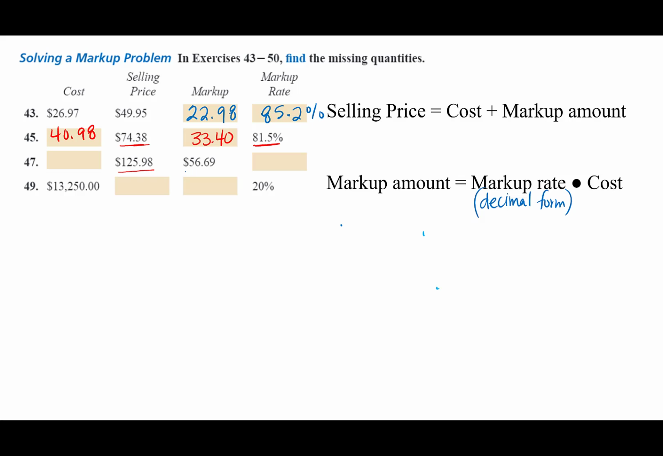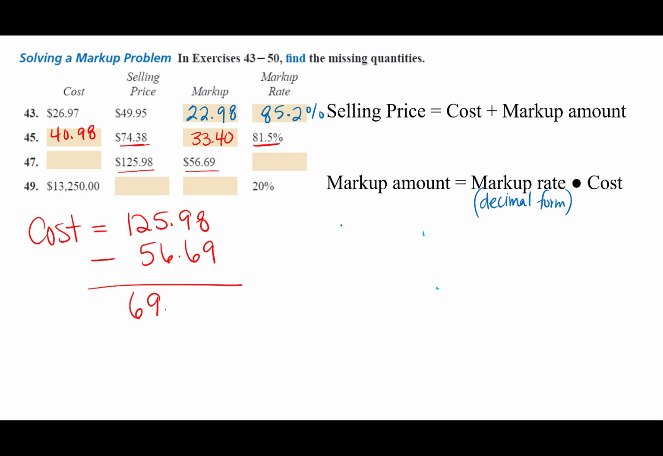Okay, first, I want to go ahead and find the cost because I know the cost is the selling price minus the amount that it was marked up. So cost will equal $125.98 minus $56.69, and that gives the decimal 69.29. So that means the original cost was 69.29.